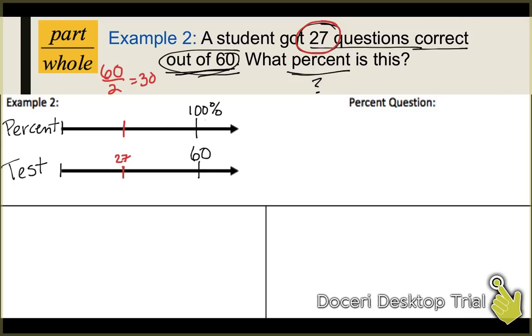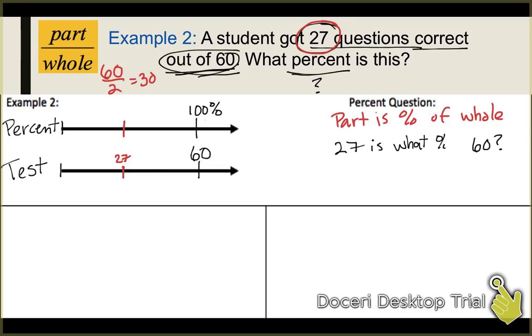Let's try and write a percent question. Okay, so if I think about my part is percent of whole, what am I missing? In this case, I know that my part is 27. I know that my whole is 60. So that means that I'm missing my percent. So I'm just going to rewrite this as 27 is what percent of 60? And that's my question.